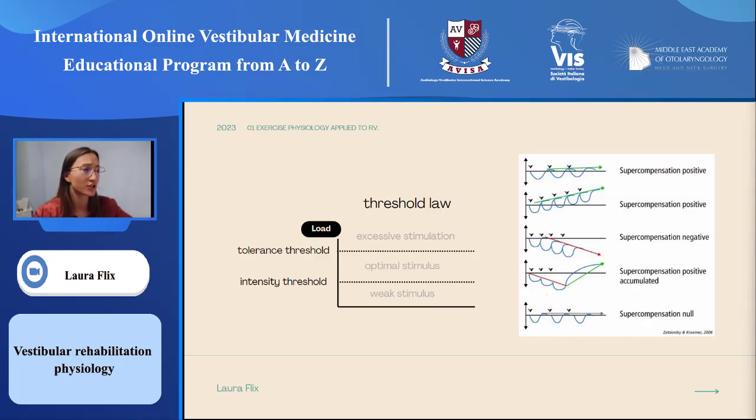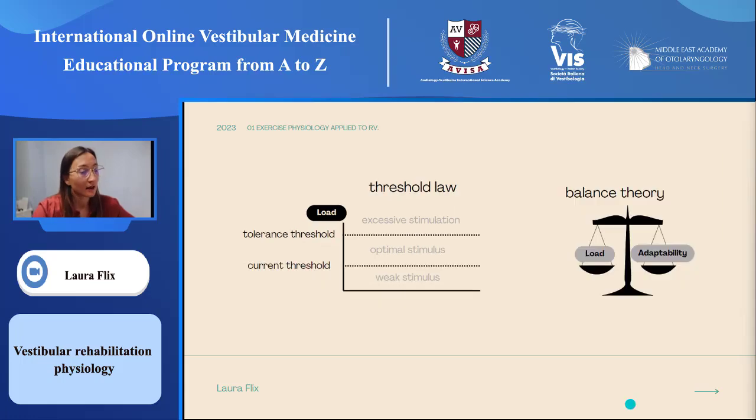So we are going to search for the optimal stimulus in the rehabilitation process. Similarly, it's the balance theory between the load and the adaptability of the different tissues that we're going to talk about in this talk. But the load has to be lower than the adaptability for the body to be able to make those changes and make the improvement that we are searching for.